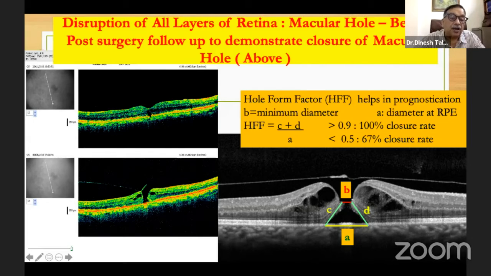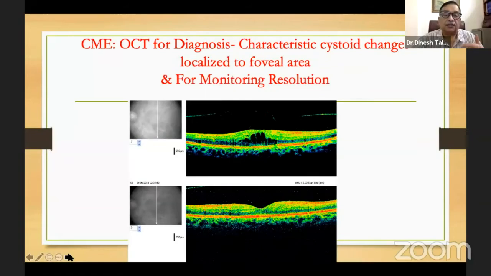Now, what can help you decide whether this macular hole surgery will be successful? The hole form factor, that means you see the side walls, and you take the ratio of the side walls to the base. If this is around 0.9 or more, the chances are that the hole will settle. Of course, I think in Narayan Netralaya, they've done many other parameters to analyze the prognosis of macular hole surgery, but this is a basic way of judging. If there's too much distance between the two walls of the hole, then the chance of success goes down. The bigger the hole, the lesser the success rates.